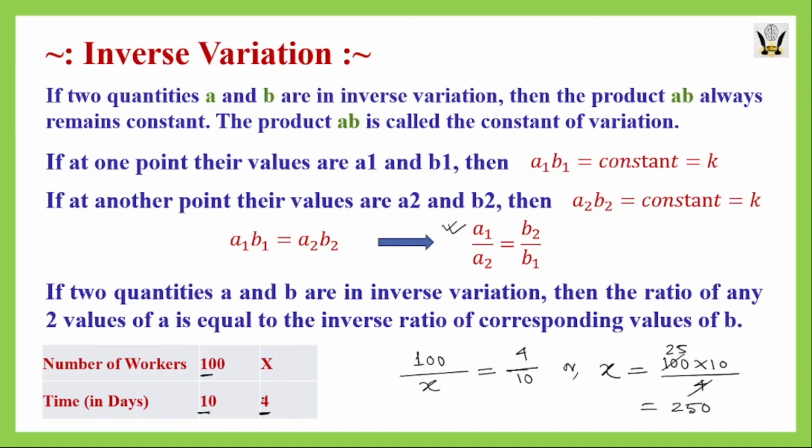So what we have seen here is that when a job is completed by 100 workers in 10 days, and if we decrease the number of days, definitely to complete the same job we need more workers. It is in inverse variation, and that's what we have seen here: when we are decreasing the number of days, the number of workers is increasing. So this is the concept of inverse variation. So I hope this concept is clear to you.